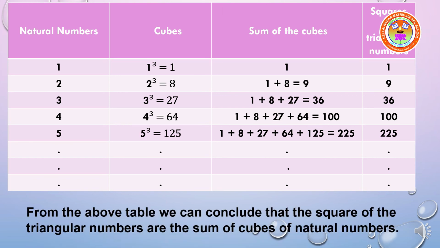Now, from this table, we can conclude that the squares of the triangular numbers are the sum of cubes of natural numbers.